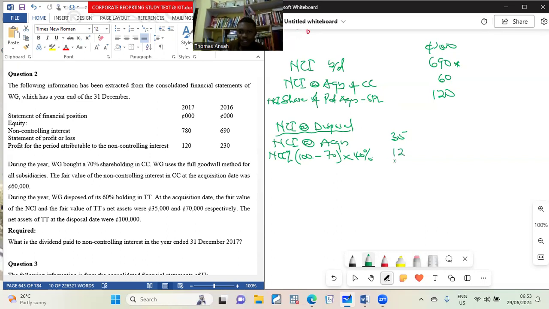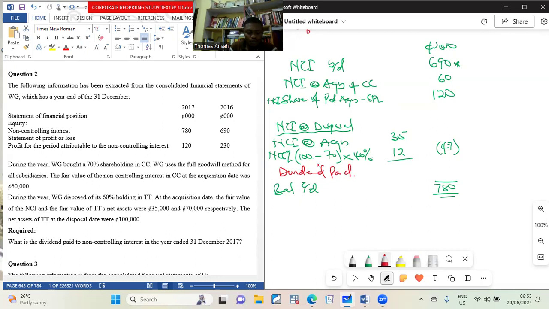That is it. So together, what we are lessing is 47. So we take out that NCI. Our balance carried down is supposed to be how much? It's supposed to be 780. So 780. So now what will be the dividend paid? So this is how you find dividend paid.